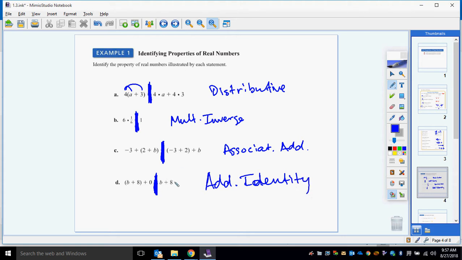Identity because we found its identity. B plus 8 is what we started with. If we add 0, then we get that identity back.